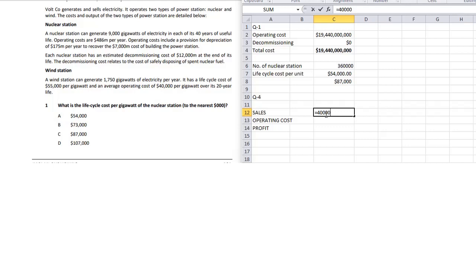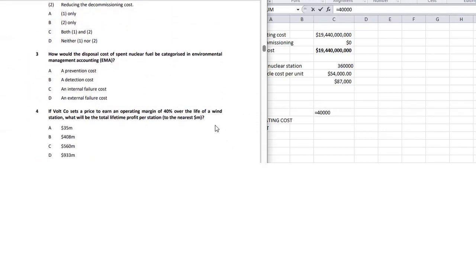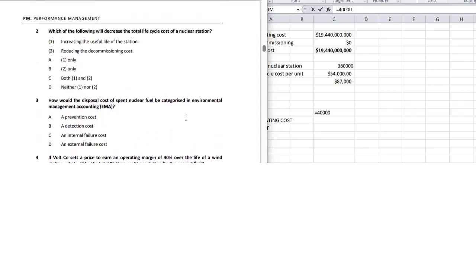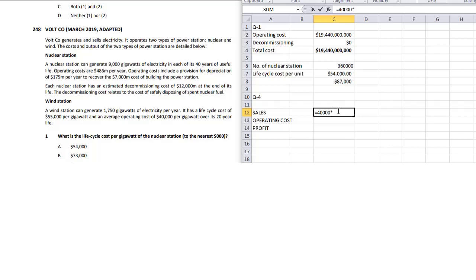It's 40,000, and the profit margin given in the question is 40%. So this operating cost is 60%, and we need to find the value of 100. That's why I divide it by 60 and multiply it by 100. So we got the selling price. Now regarding the cost, this will be the whole cost throughout the life of the product, which is 55,000.